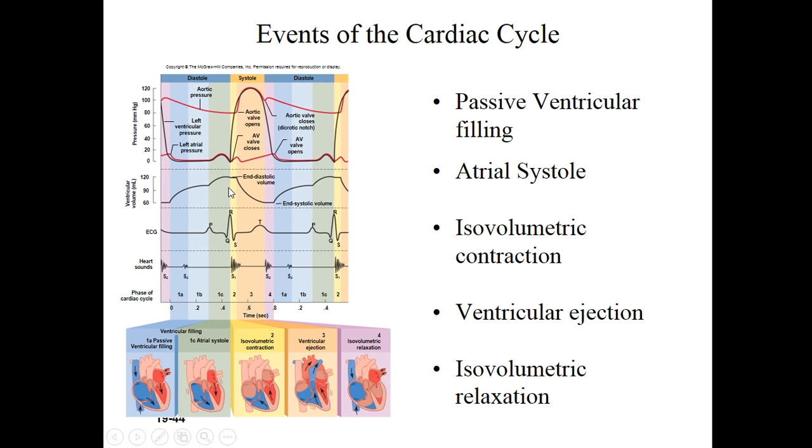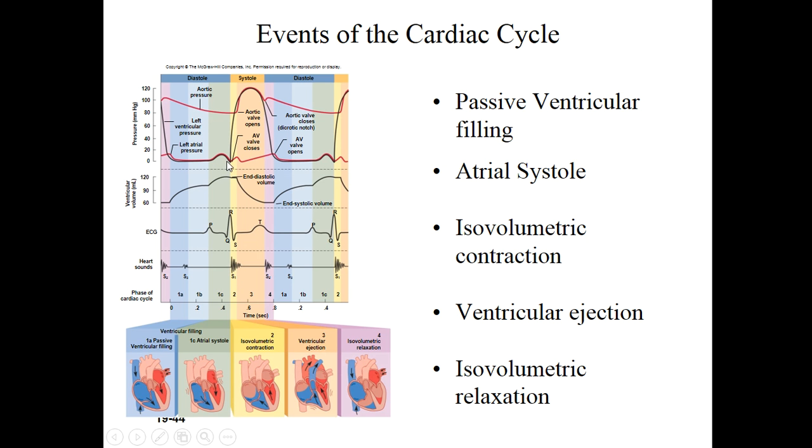This very narrow yellow column is isovolumetric contraction. So let me explain that to you. We see the pressure in the ventricles rising, and the atrioventricular valves are slammed shut right at the beginning, giving us the sound S1, mitral valve closure.